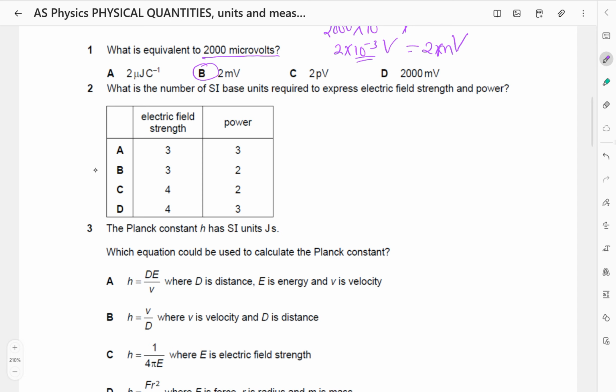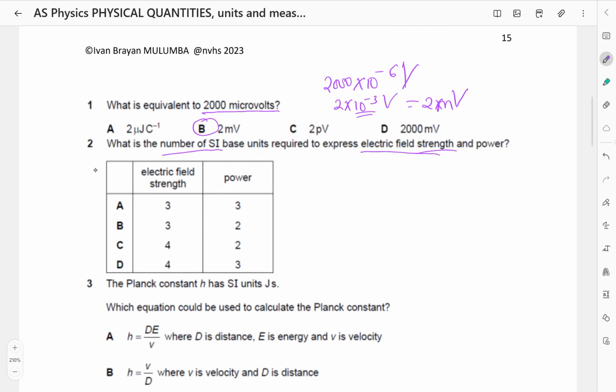What is the number of SI base units required to express electric field strength and power? Note that electric field strength has now been removed from AS completely. It is now a concept of A level. So electric field strength is defined as the force per unit positive charge. So this is force over charge, which is I times t.